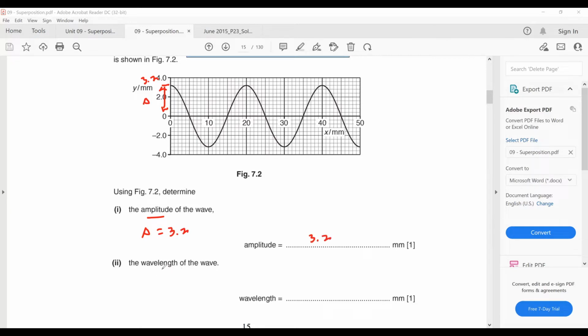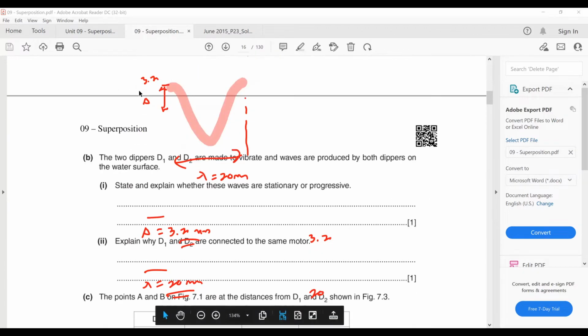Okay. Next one, the wavelength of the wave. This is one complete waveform. That will mean that this one is your wavelength, which is at 20 millimeter. So wavelength is 20 millimeter. Okay. Right, so this one is okay. The next one is talking about something else, all right, more appropriate to your current level.